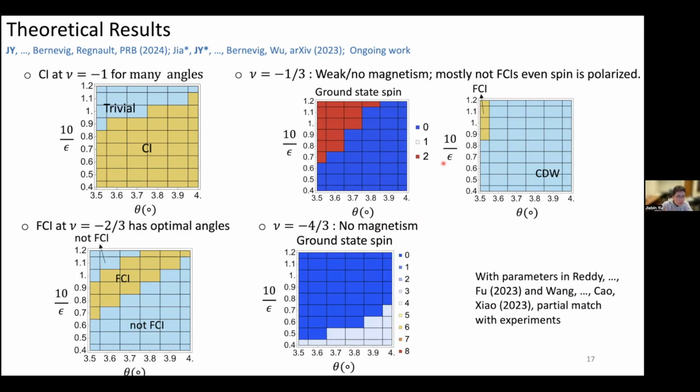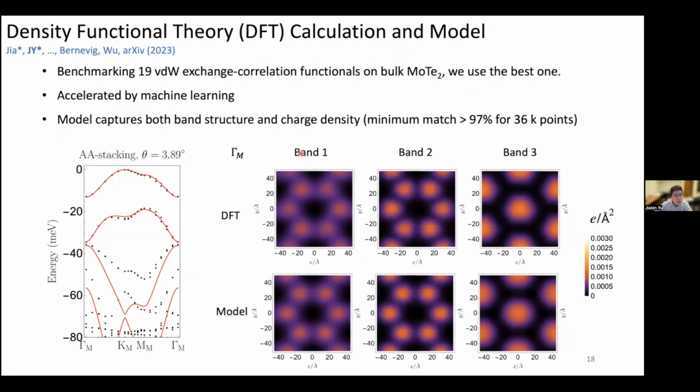Now let me tell you how we achieved this match. So first, we did reliable DFT calculation and reliable modeling. In our DFT calculation, we benchmarked 19 van der Waals exchange correlation functionals, and we used the best one for the calculation of the twisted structure. And to get as many data as possible, we accelerated the calculation by machine learning.